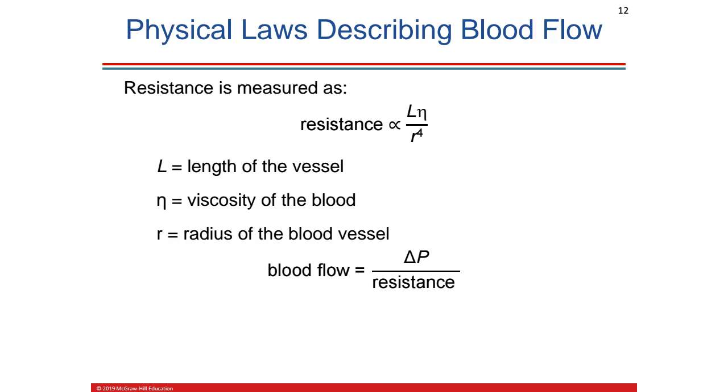If we look at the two formulas that we used before, we can see why. So let's imagine we had a doubling of the radius. Well, this means the resistance would now be 1/16 of its original value. And so now blood flow is going to be equal to a certain pressure difference, right? A delta P divided by 1/16. And so that means the blood flow would be 16 times greater.